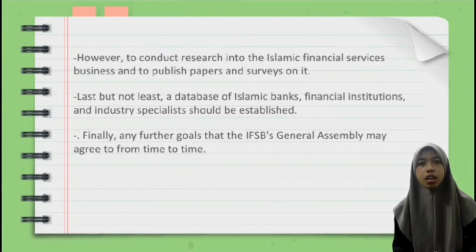Moreover, to conduct research into the Islamic financial services business and to publish papers and surveys on it. Last but not least, a database of Islamic banks, financial institutions, and industry specialists should be established. Finally, any further goals that the IFSB General Assembly may agree to form from time to time.